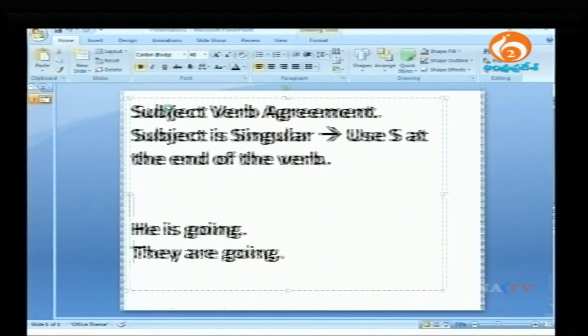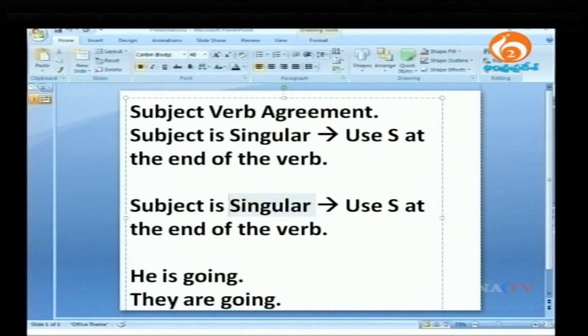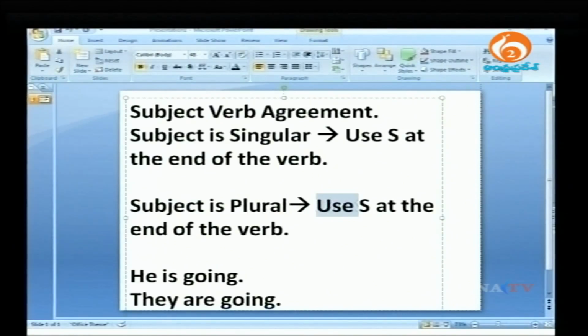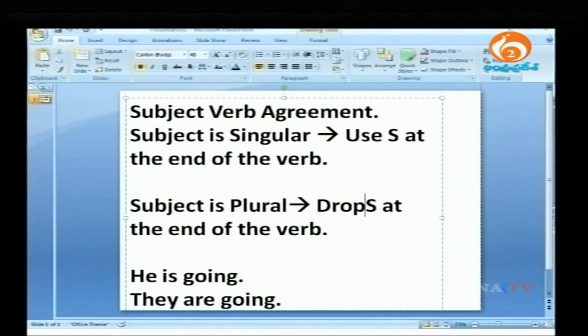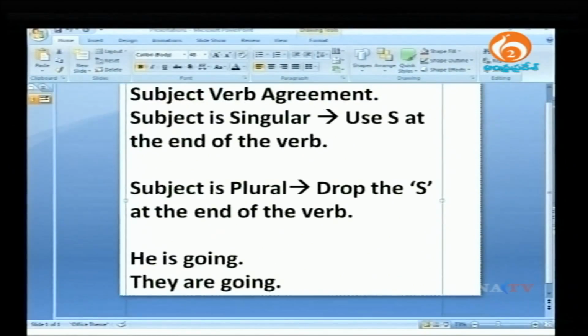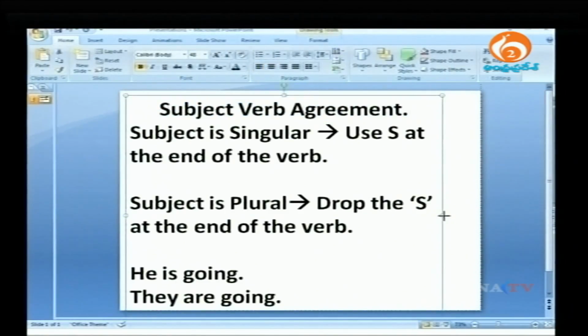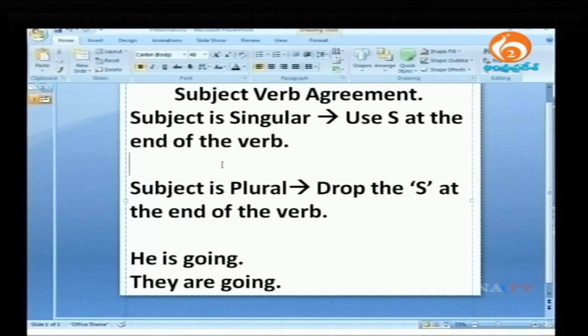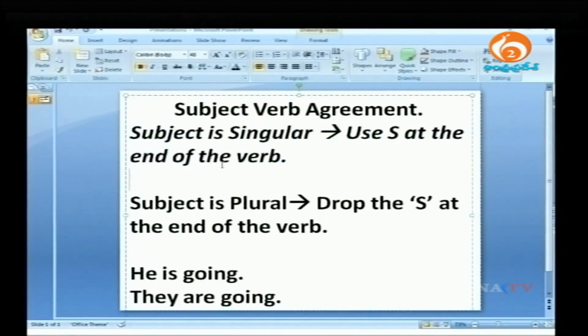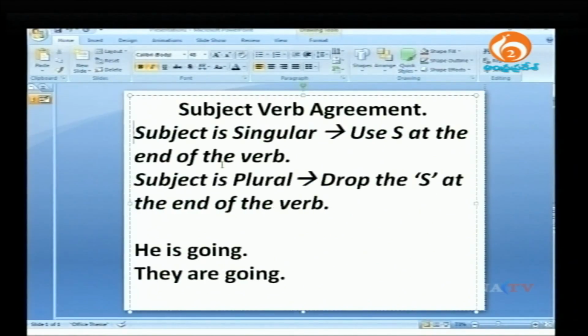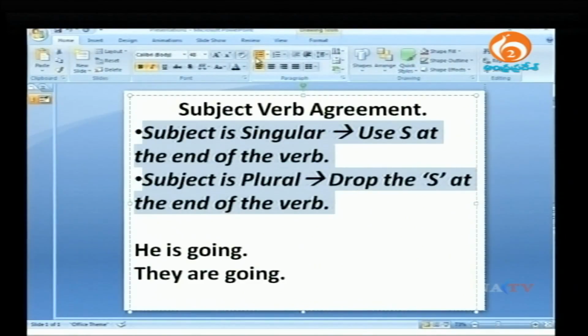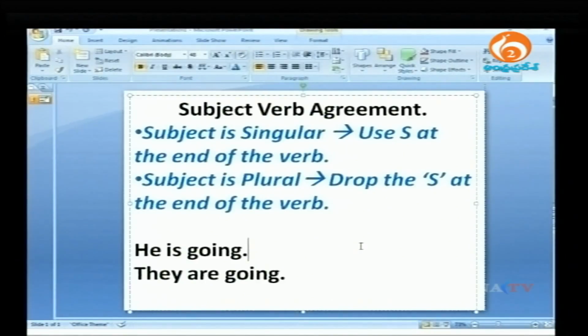If the subject is plural, drop the s at the end of the verb. So, this is the best way I can explain. I will quickly demonstrate what I mean by this. Let me put this in italics so that you understand. So, if the subject is singular, use s at the end of the verb. If the subject is plural, drop the s at the end of the verb.